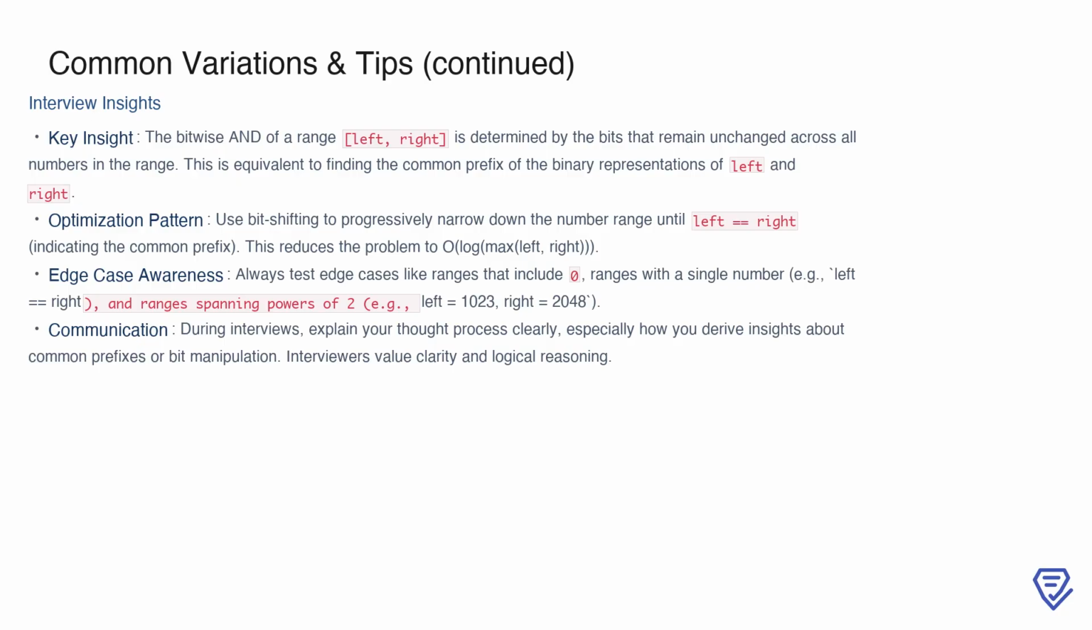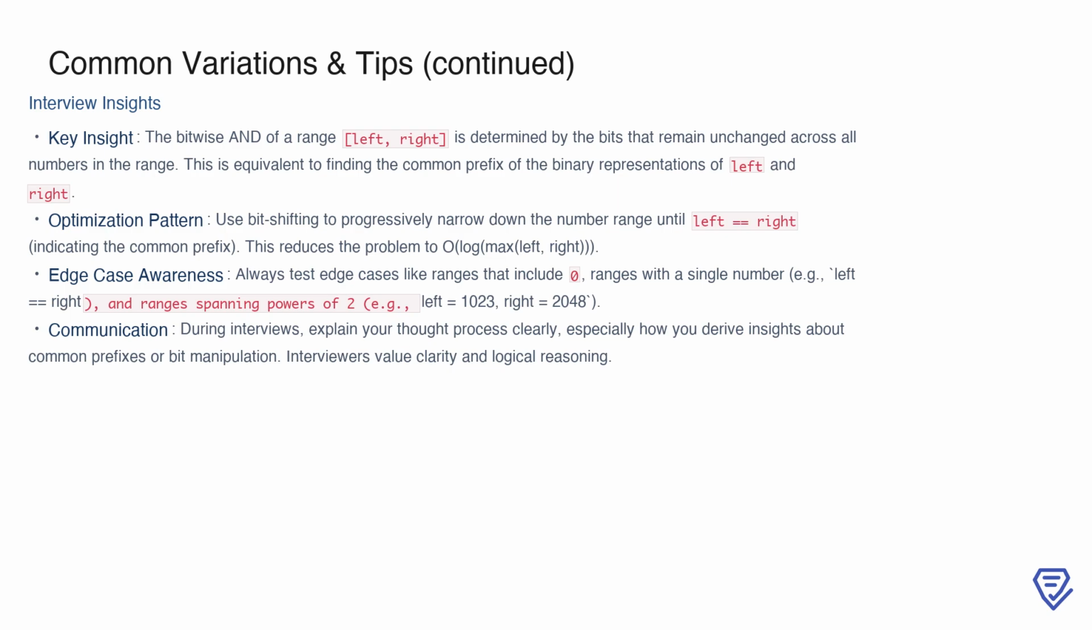To tackle this problem effectively, it's important to understand some key insights. The bitwise AND of a range [left, right] is determined by the bits that remain unchanged across all numbers in the range. This is equivalent to finding the common prefix in the binary representation of left and right.